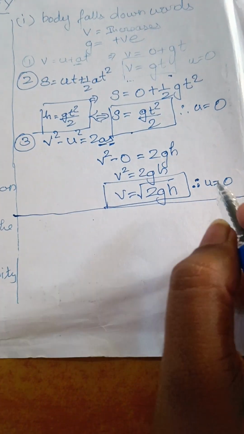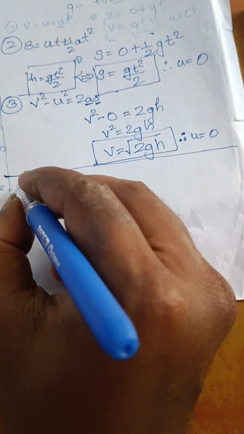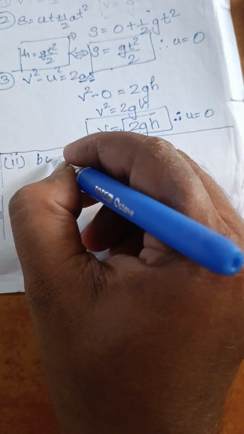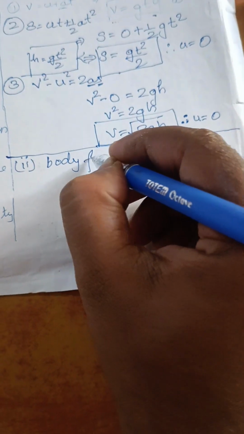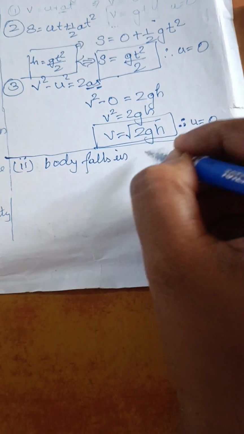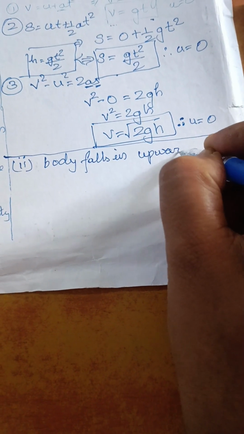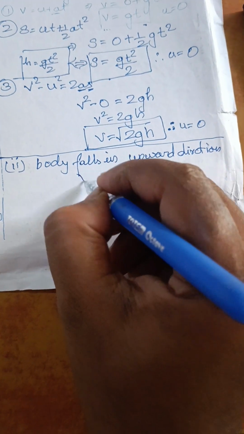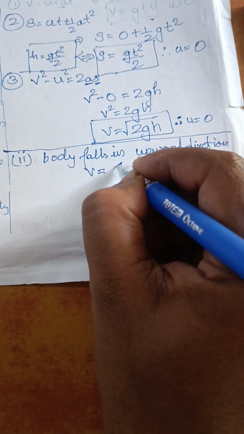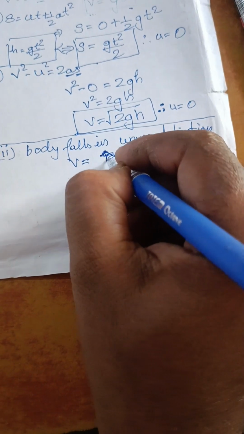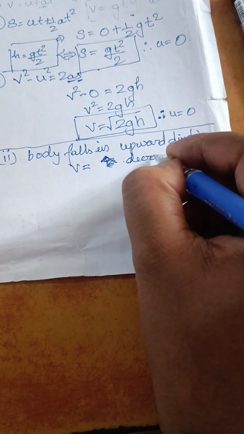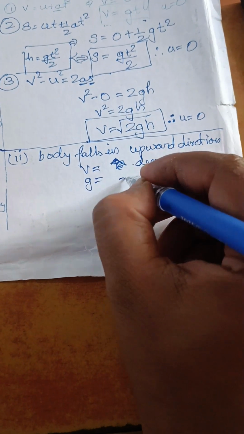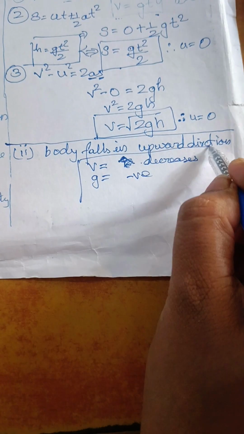The next condition we are going to discuss is a body moving in the downward direction, or a body that falls in the upward direction. So how will you understand the body moving in the upward direction? Since we know that v will decrease, we can represent that v will decrease, followed by g also being taken as negative. This point you need to understand.